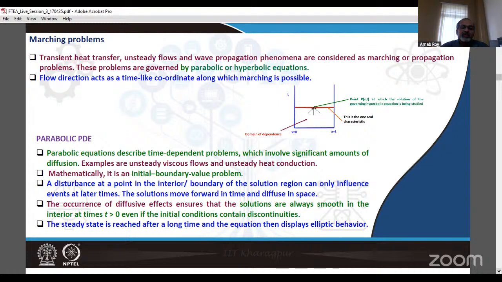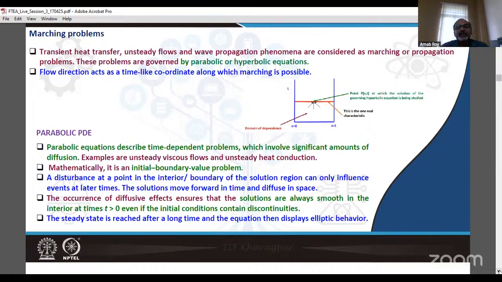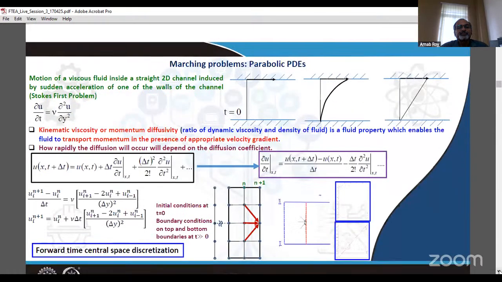The steady state is reached after a long time, and the equation then displays elliptic kind of behavior. We can show that at long time, the time dependence in the solution goes away. So we are basically left with a second order spatial derivative on the right hand side, and it takes up a form similar to the Laplace equation, and therefore it behaves like an elliptic equation.